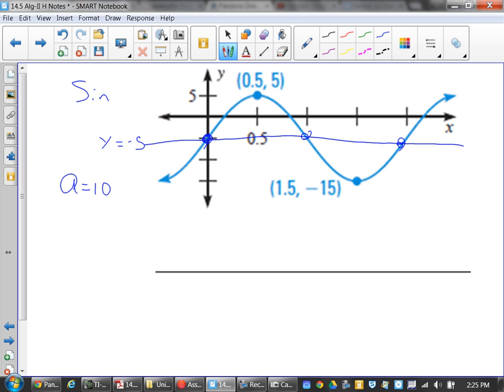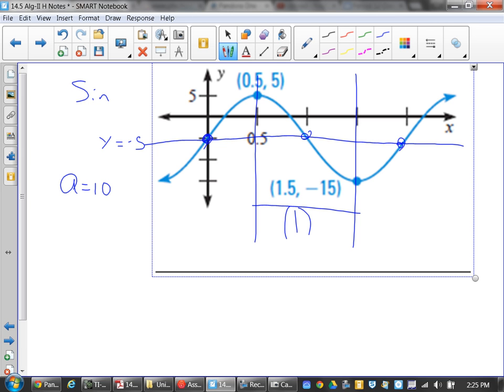Now let's figure out our B value. The distance between here and here is how much? Horizontally, it's how far apart? 1. So this value was 1. I double it to get the period. So what's the period? 2. So if my period is 2, I set that equal to 2 pi over b. What's b? Pi.